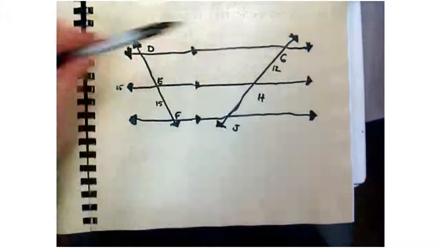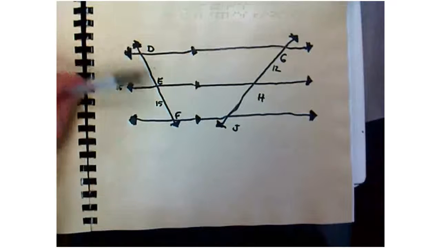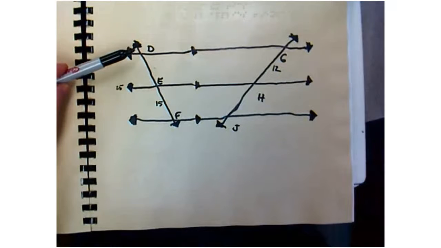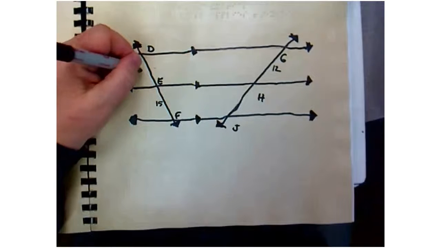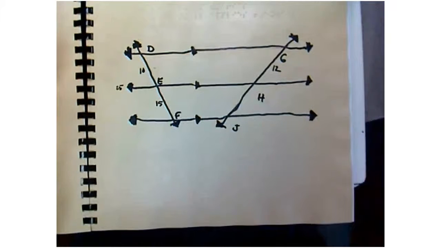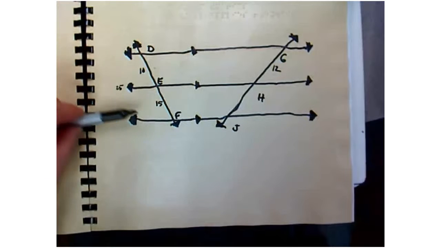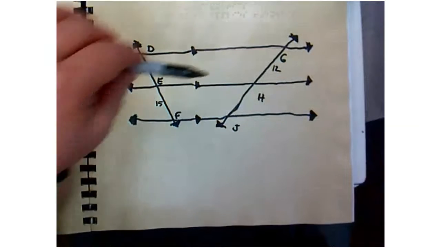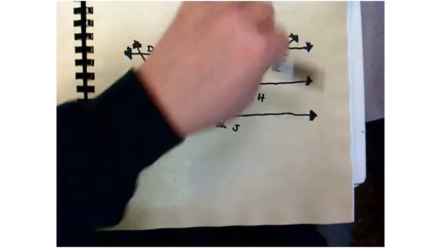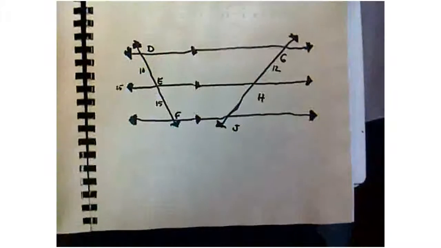Do we know the top portion of DF? Do we know DE? Well, we could. How could we, Jess? 25 minus 15 is 10. Excellent. So now we know 10 is to 25 as 12 is to X, because we don't know GJ. That's what we want to find out.